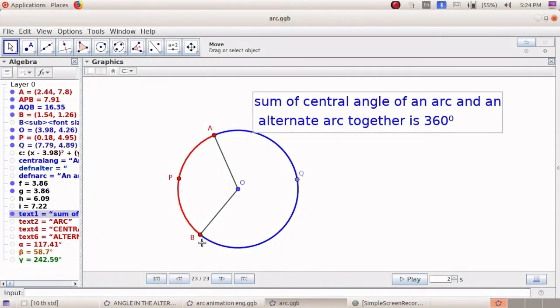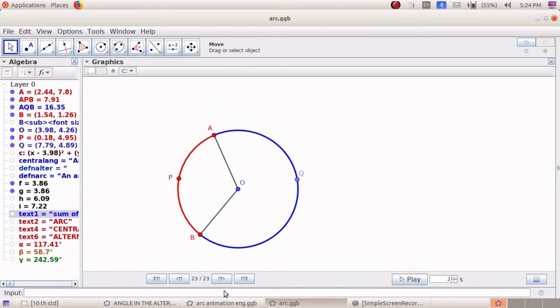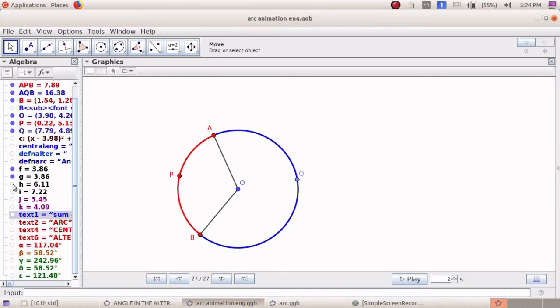Consider arc APB. Its endpoints are joined to a point Q on its alternate arc. The figure will be like that. We have joined the endpoints of the arc APB to a point Q on its alternate arc. This angle obtained is called the angle made by the arc APB at its alternate arc. We have to find the relation between these two angles. We have to show the angle made in the alternate arc is half of the central angle of the arc. That means this angle is half of this one.